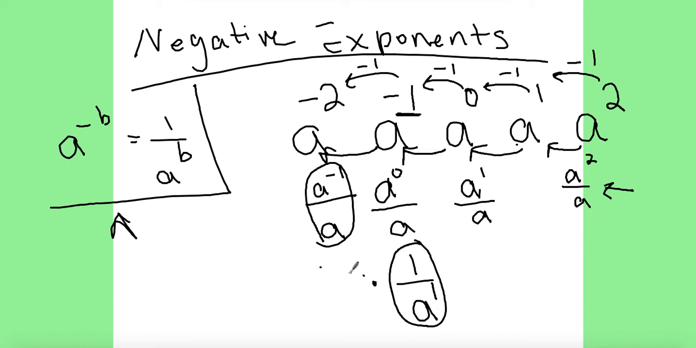Multiply that by 1 over a. Okay, dividing by a and multiplying by 1 over a are the same thing. So a squared is going to be 1 times 1, which is 1, and a times a, which is a squared.